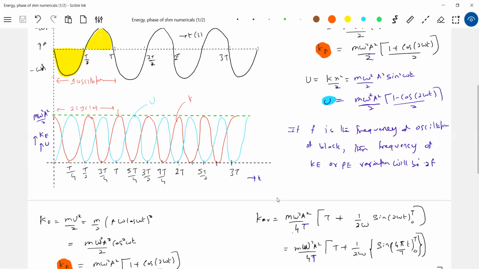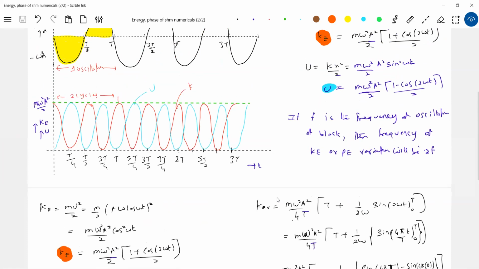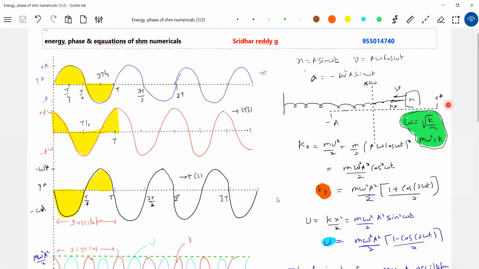Able to get this? So I may ask for one full cycle. I may ask for half cycle. I may ask for quarter cycle. Okay, what should you do? Put the limits here, change the limit 0 to T by 4. Or what is the average kinetic energy possessed by the particle when it moves from mean to extreme? Mean to extreme means a quarter of a cycle. So these are all the maths that will be asked.